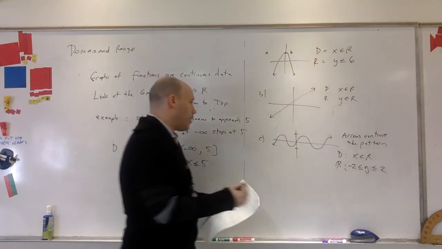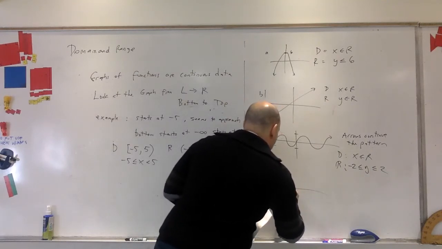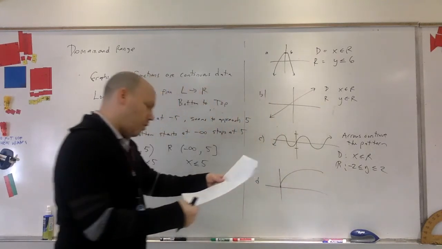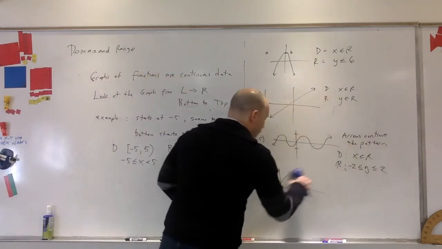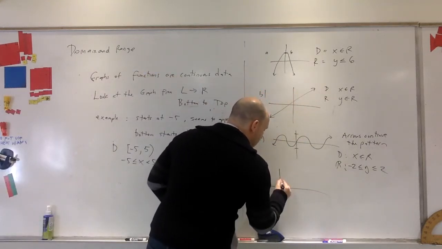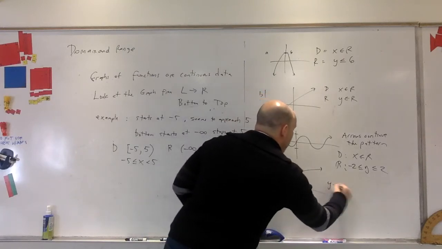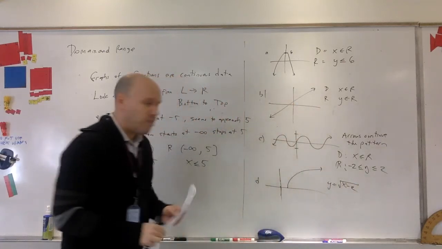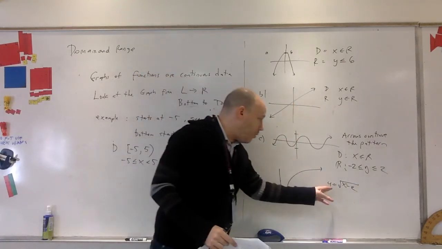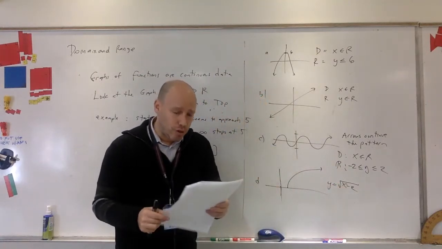And then the last thing we want to look at is this. This is known as a rational function. I'm sorry, I wrote it wrong. This is a square root function, and I'll tell you the equation. This has the equation y equals the square root of x minus 2. Now, y equals the square root of x, and then it's 2 to the right. We'll be studying that in the transformations chapter.